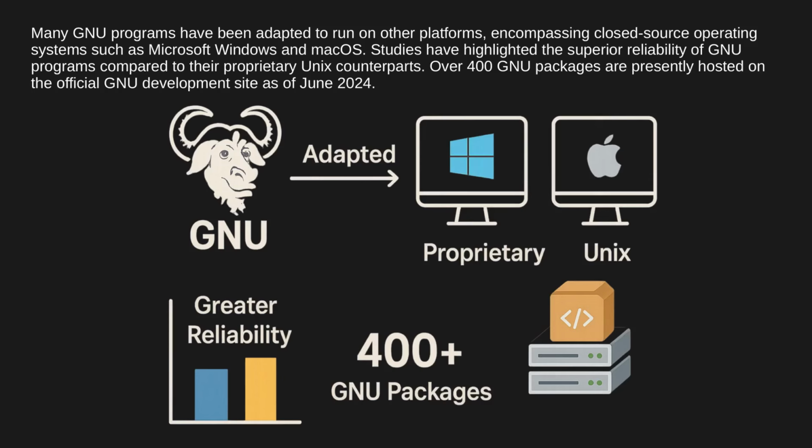Many GNU programs have been adapted to run on other platforms, encompassing closed-source operating systems such as Microsoft Windows and Mac OS. Studies have highlighted the superior reliability of GNU programs compared to their proprietary Unix counterparts. Over 400 GNU packages are presently hosted on the official GNU development site as of June 2024.